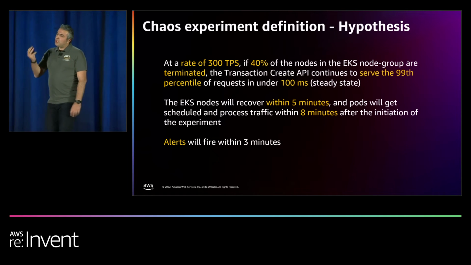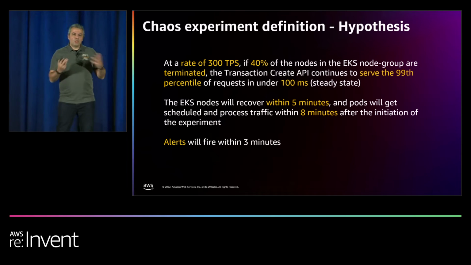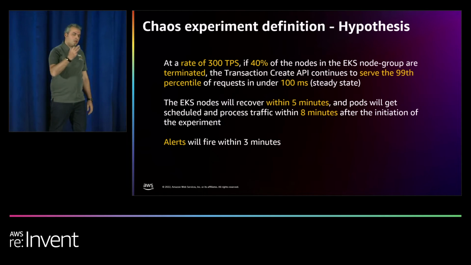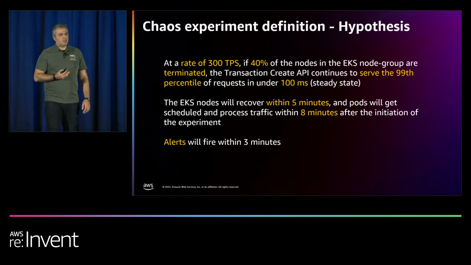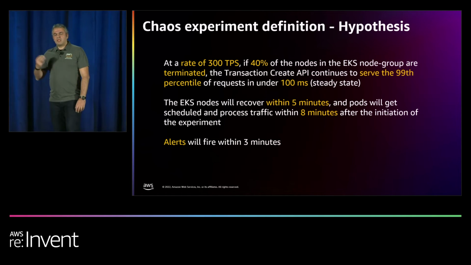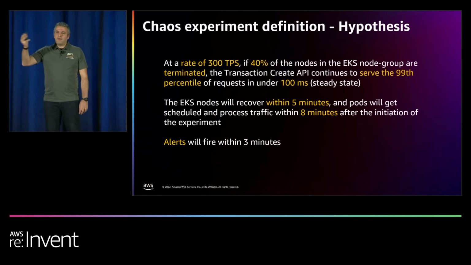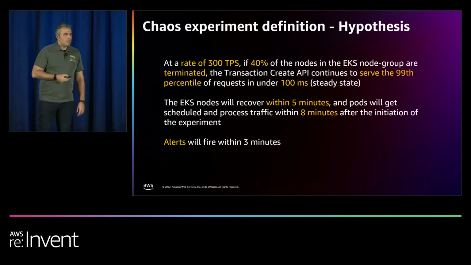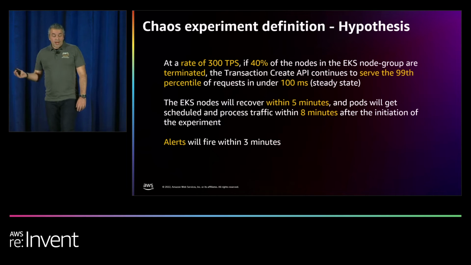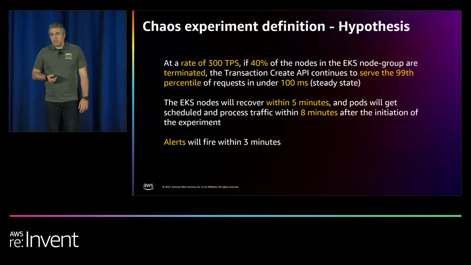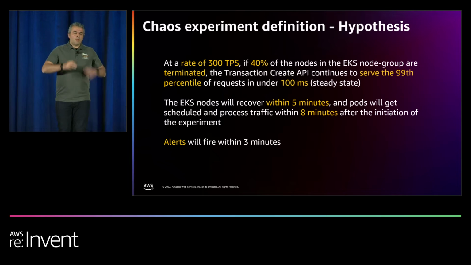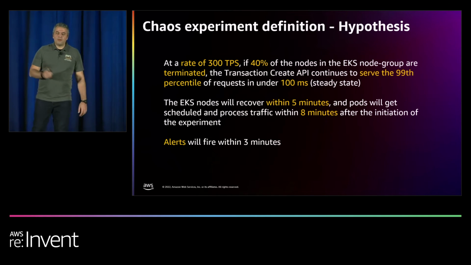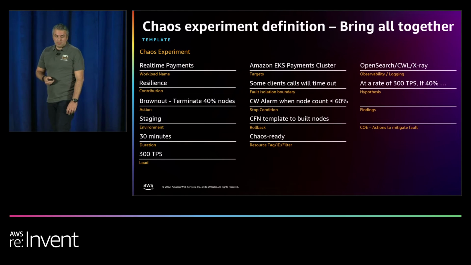What we also want to define is, because we know our systems, we're going to say, okay, based on our experience, the nodes should come back within 5 minutes. Pods should get scheduled within 8 and be available, and traffic will flow again to those pods. And alerts will fire after 3 minutes. And once we are all agreeing on that hypothesis, then we're going to go and fill out the experiment template.